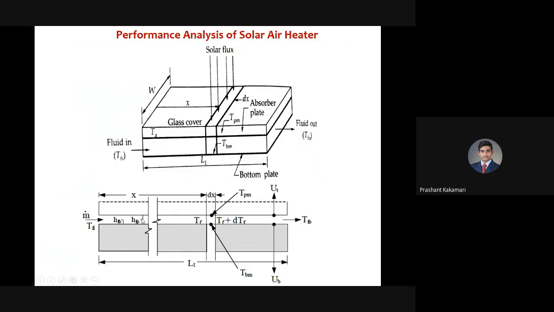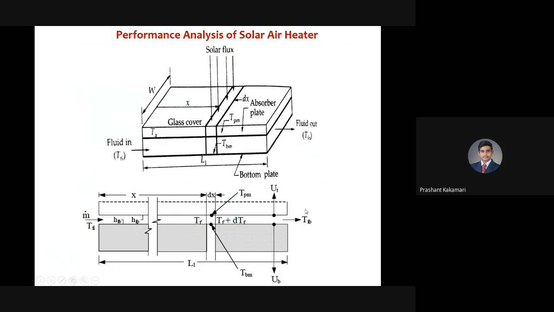Then on the absorber plate side, the heat transfer coefficient with respect to air can be denoted as H1 or HFP. HF is the heat transfer coefficient between fluid and absorber plate, denoted by HFP or H1. And the outlet temperature of the fluid is shown here, TFO. On both sides, the outlet flow of the fluid is denoted by TFO.